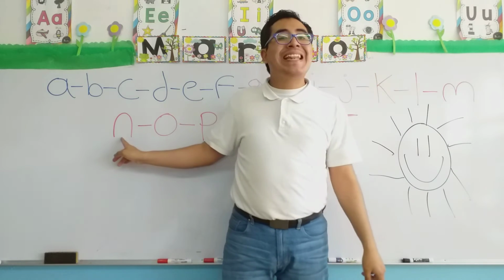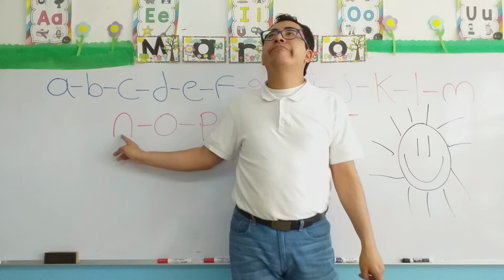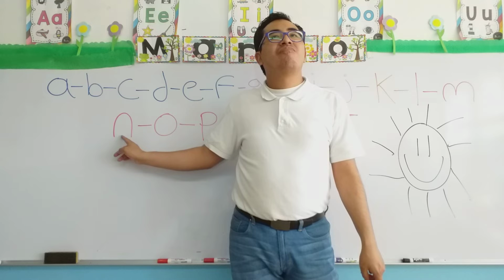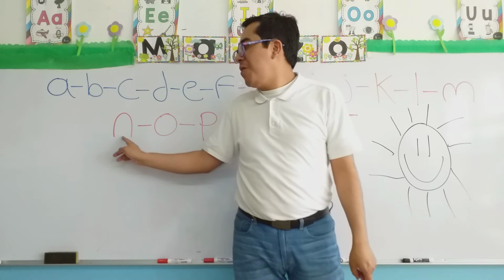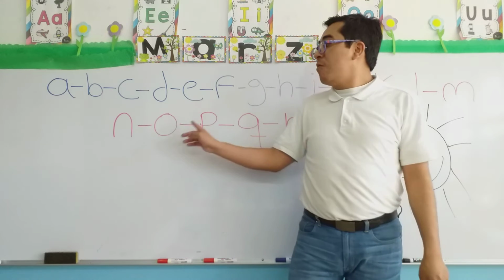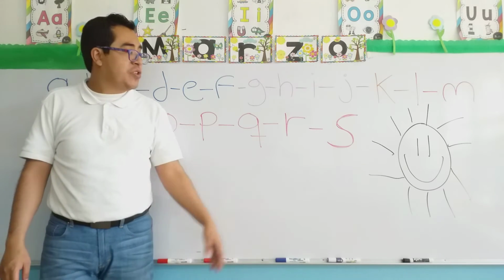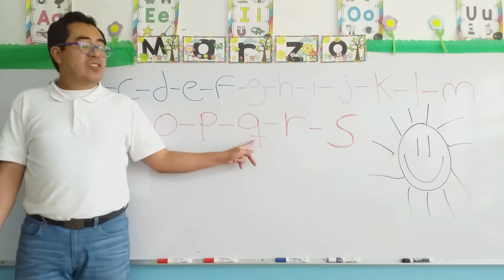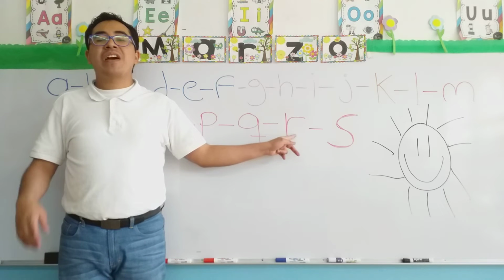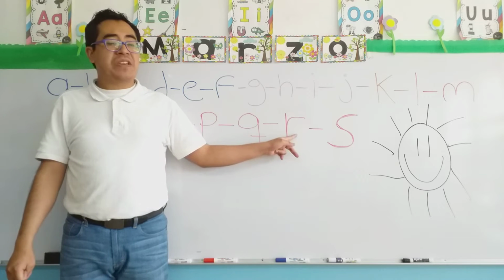For letter N, we have Nicole. Nicole, let's go for Nicole. For letter O, we have Oscar, Octavio. For letter P, we have Patricio, my friend Patrick from Kinder 2. We have Pedro. With small Q, we have Quetzali. For small R, we have Roberto. We have Raúl. Okay, we have Regina for the girls.